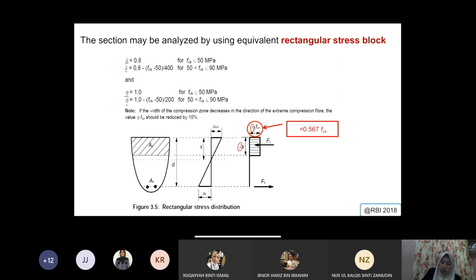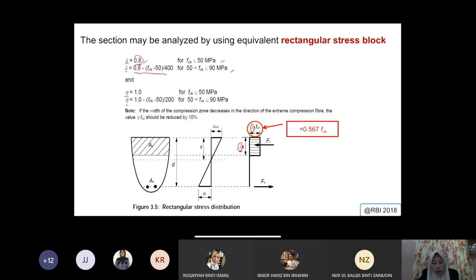First we take your lambda, which varies: it is taken as 0.8, or 0.8 minus (FCK minus 50) divided by 400. You take 0.8 when your FCK is less than or equal to 50 MPa, for example when you use concrete strength of 40 or 30. If the strength of your concrete is more than 50 but less than 90, then you can take it as this value.